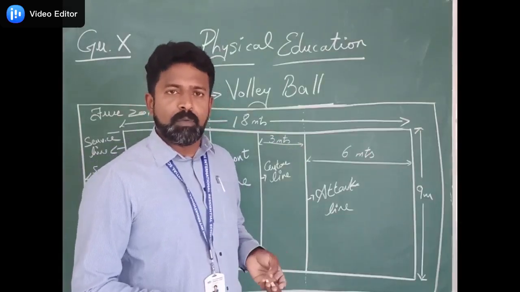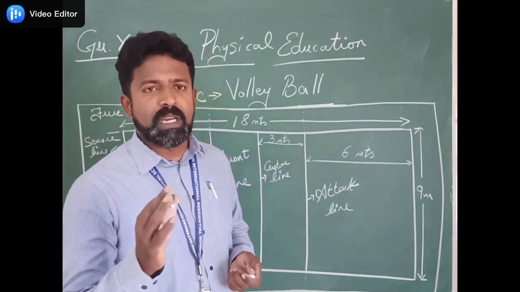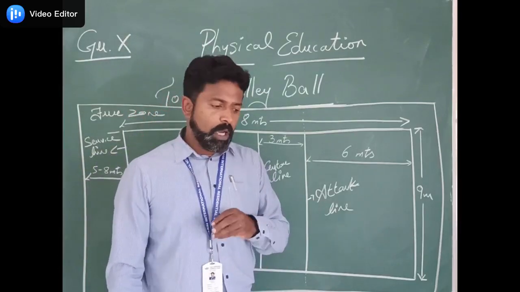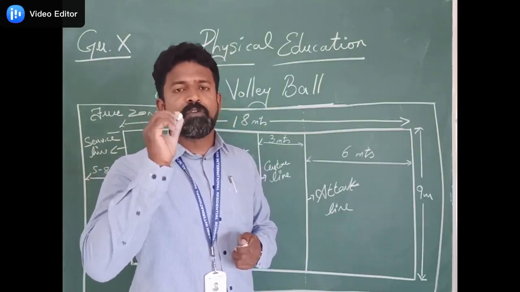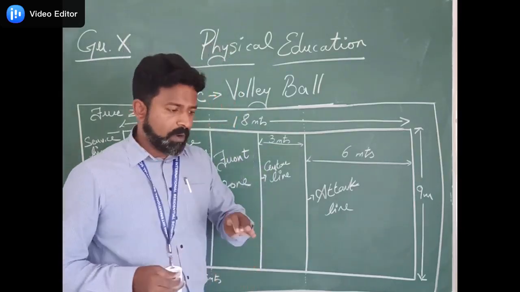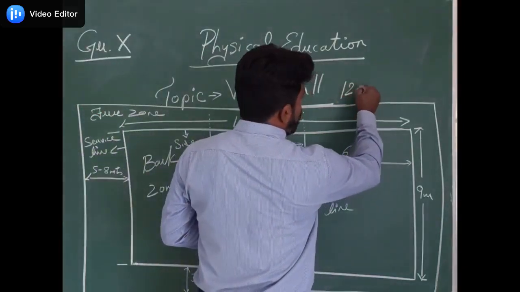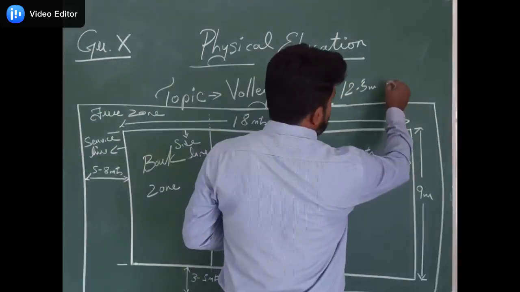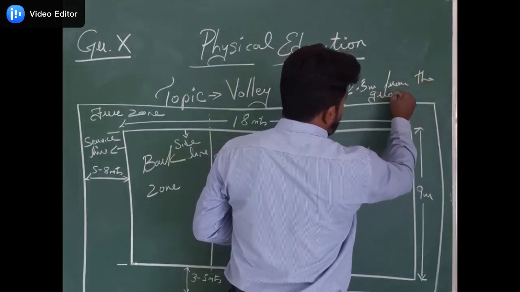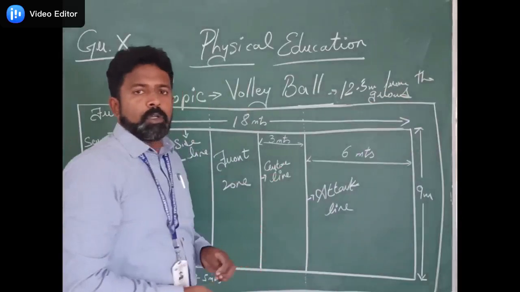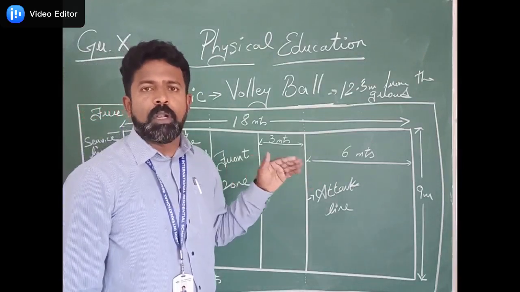We can lay the ground both indoor as well as outdoor. When it comes to outdoor, no need to worry about the roof. But when we plan and lay an indoor court, you have to be conscious of the roof's measurement. The roof should be 12.5 meters from the ground. So these are all the specifications of a volleyball court.